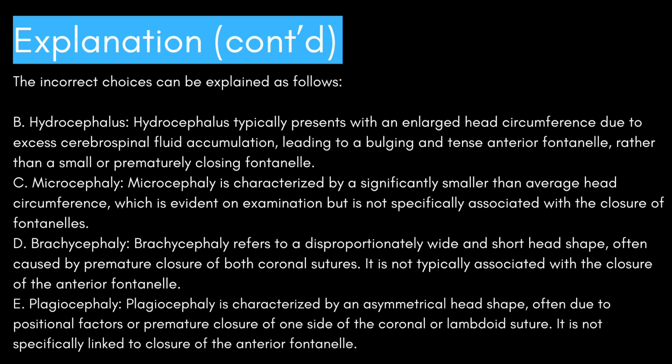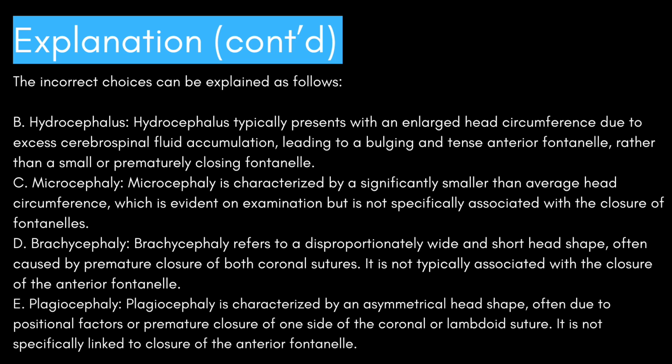C, microcephaly. Microcephaly is characterized by a significantly smaller than average head circumference, which is evident on examination, but is not specifically associated with the closure of fontanelles. D, brachycephaly. Brachycephaly refers to a disproportionately wide and short head shape, often caused by premature closure of both coronal sutures. It is not typically associated with the closure of the anterior fontanelle.